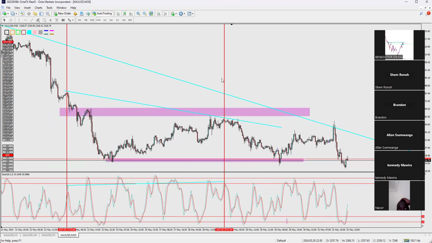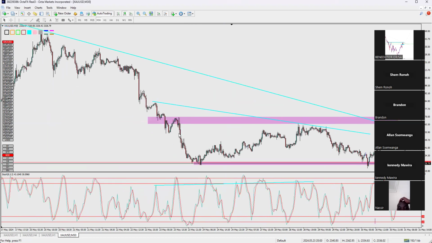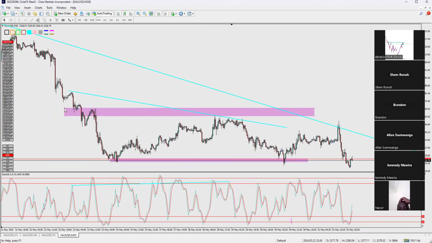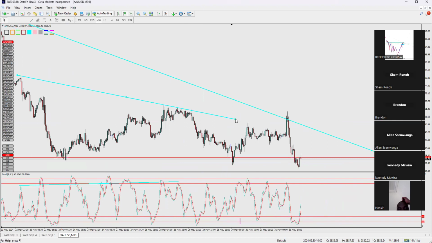So that's how my setups usually work. When I send a setup, just break even when it moves. When we are in profit around 50 pips, just break even. And when you break even, they take profit.